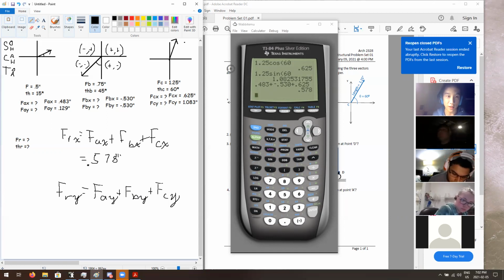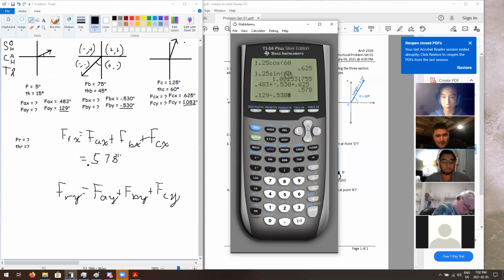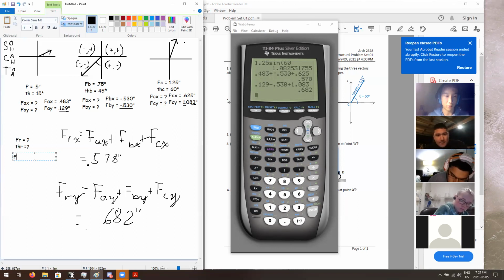All right. And we add these. Be sure to add the negative right there. Be mindful of negatives. 1.25. We can minus as well. We don't have to add a negative. We can also just minus 0.530 plus 1.083. That should give you 0.682 inches.